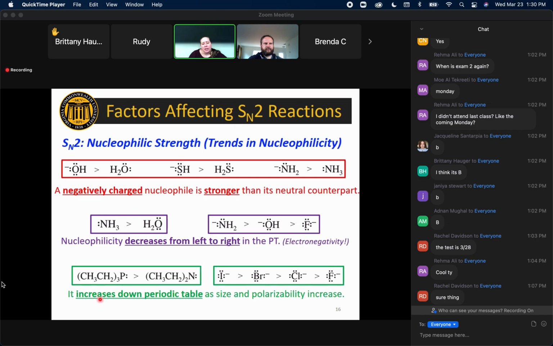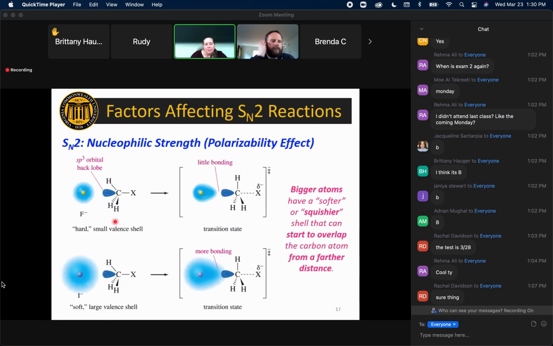And our third trend is that nucleophilicity increases as it goes down the periodic table. This does not have to do with electronegativity. Instead, it has to do with the size of your nucleophile and the polarizability of the electron cloud. I'll explain what I mean by polarizability on the next slide. But basically, as you go down the periodic table, iodine, which is at the bottom of the periodic table, is going to have a larger electron cloud, and that larger electron cloud gives it more flexibility to reach the electrophilic center. And here are some pictures that help explain that.